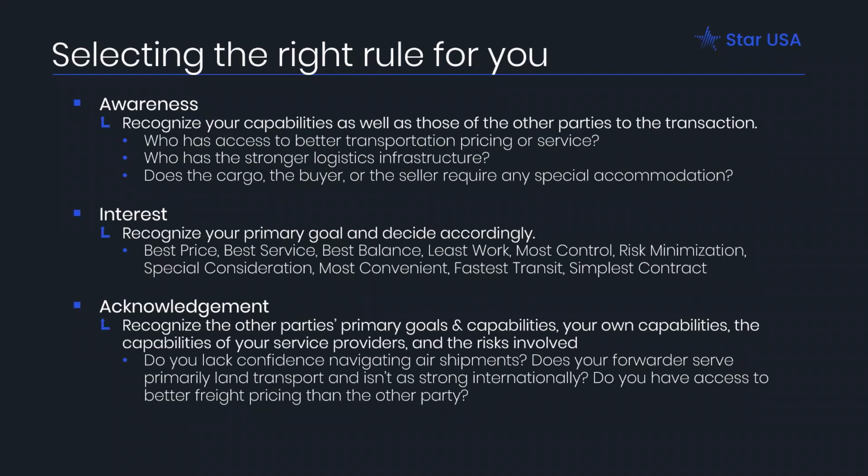Selecting the right rule for you is based on awareness. You want to recognize your capabilities as well as those of the other parties to the transactions. Who's got access to better transportation pricing or services? If the goods can get there faster or cheaper, whether you're normally buying on FCA, but if your seller has the ability to get them to you faster or cheaper than you would normally, then buy on a D term, buy on DAP. Similarly, if you're selling overseas and your customer has the ability to move the goods faster or cheaper, then let them buy on an FCA term or an Ex Works term even, and don't try and sell on a C term. Recognize those capabilities.